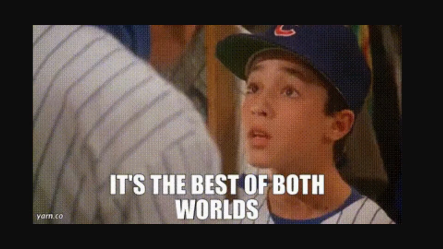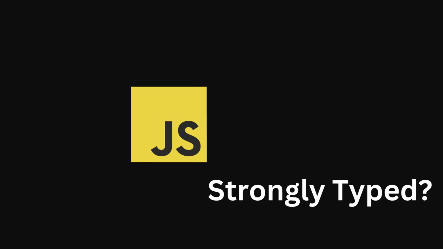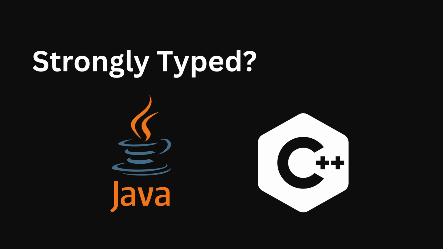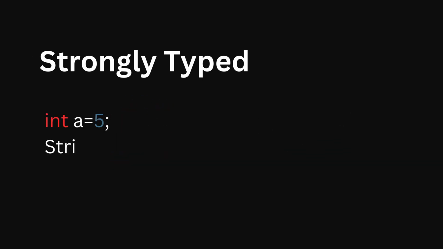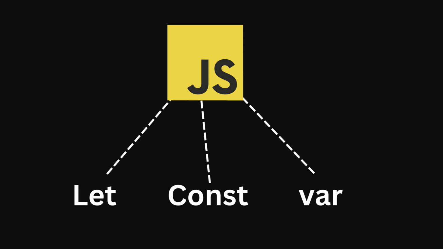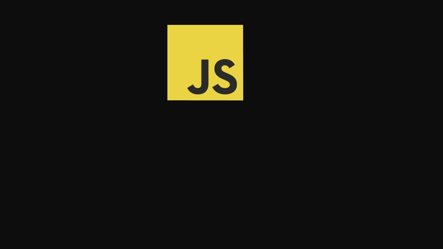It doesn't stop there. Now the question is whether JavaScript is strongly typed or loosely typed. Strongly typed languages are those that have strict types like Java or C++, where you define a variable along with its data type. JavaScript doesn't have that. All you have are let, const and var. But why are there three? Why can't it be just one? The answer is that JavaScript developers like to be fancy.